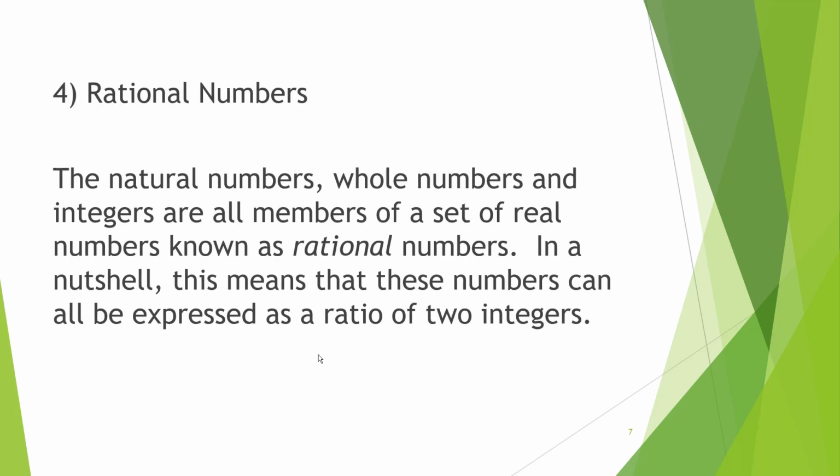Now, the natural numbers, the whole numbers, and the integers are all members of a special set, which is known as the rational numbers. Now, you can see in the word rational, we have the word ratio. Okay, and there's a reason for that. A rational number is simply a number that can be expressed as the ratio of two integers, and they do not have to be positive integers.